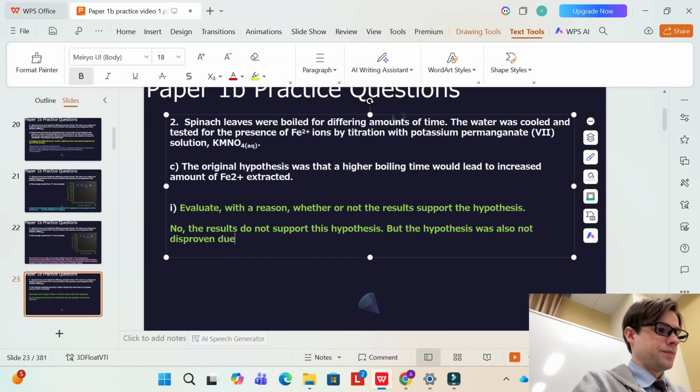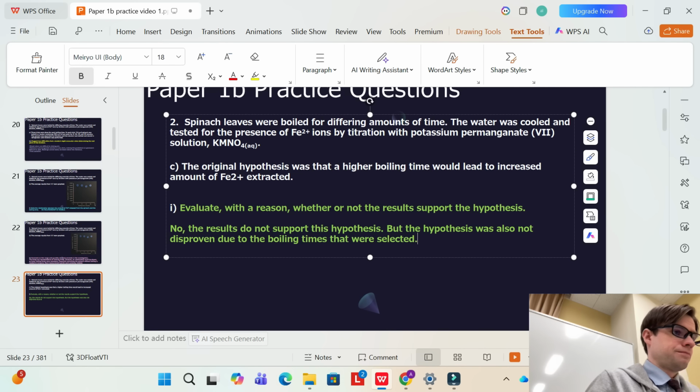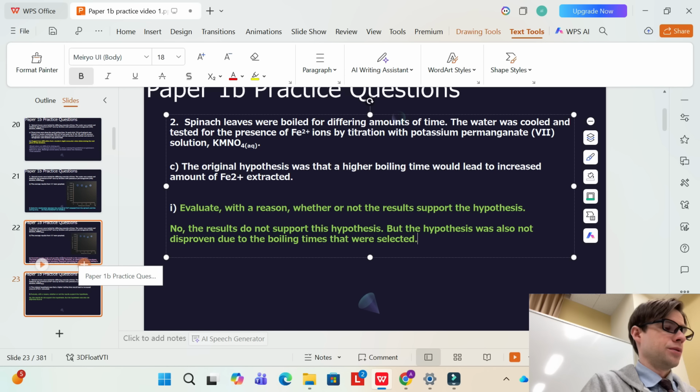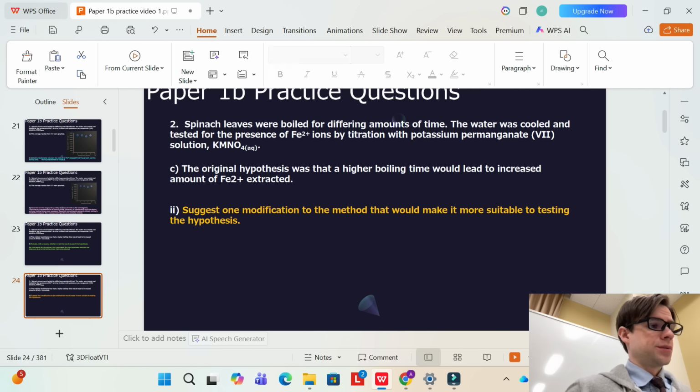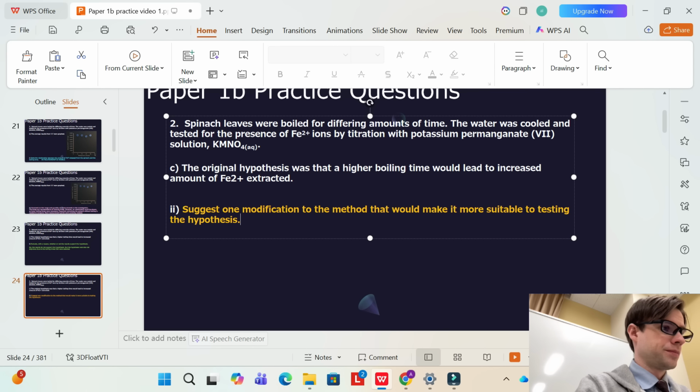Due to the boiling times that were selected, the range was just a bit too small. So further investigation is pretty much needed to go any further here. Part 2 then suggests one modification to the method that would make it more suitable for testing the hypothesis.